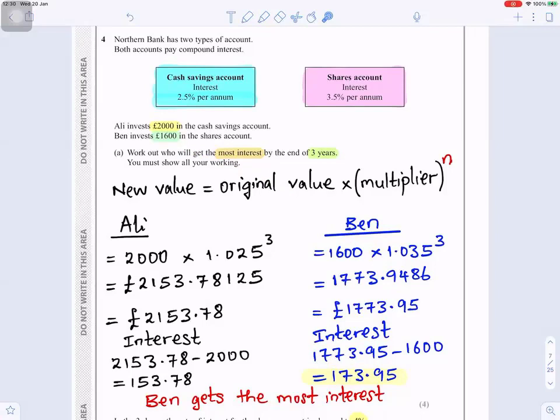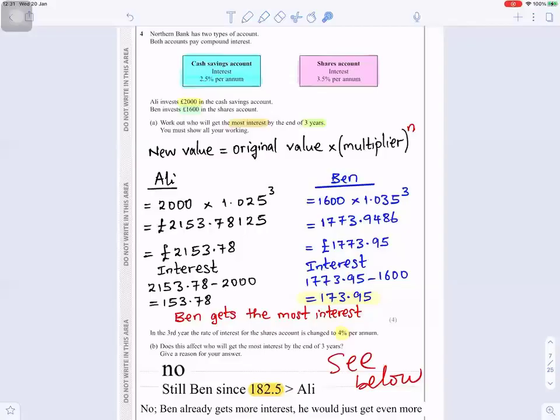So which one gives the most interest? Ben gets the most interest. In the third year, the rate of interest for the shares account is changed to 4% per annum. Does this affect who will get the most interest by the end of 3 years? Give a reason for your answer.